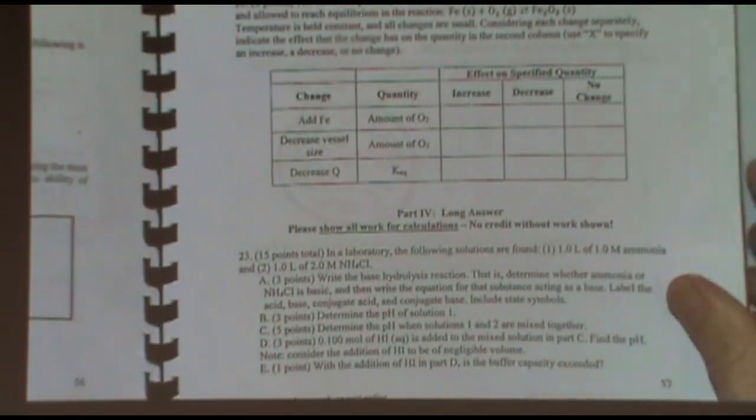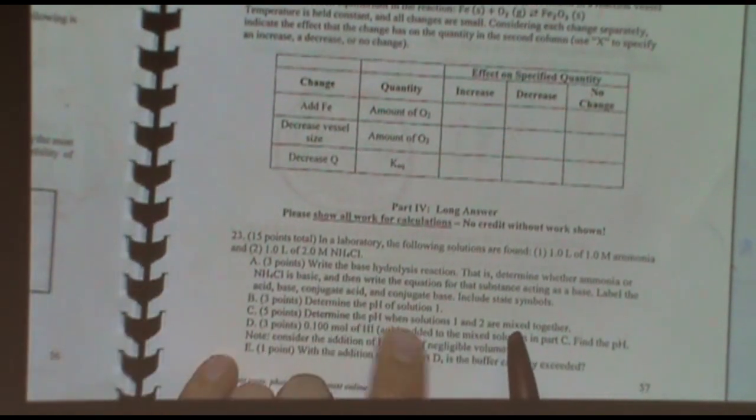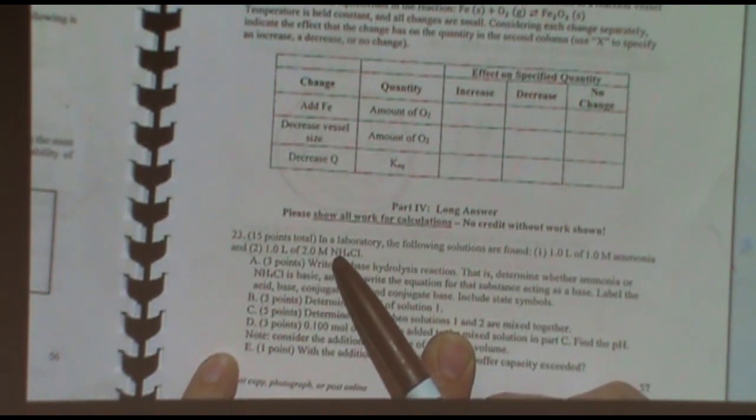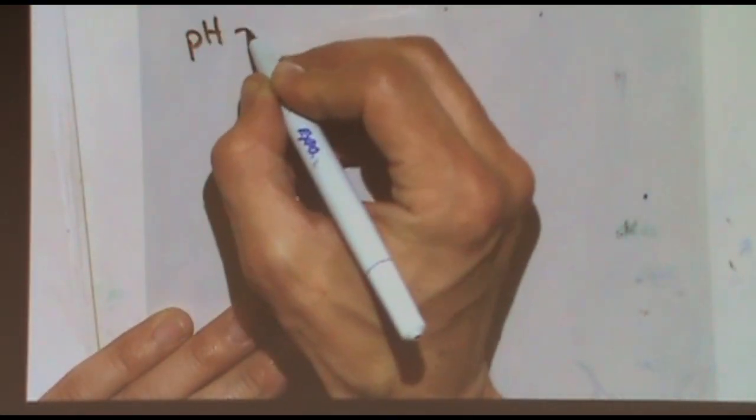Okay. Also spring 19, number 23. Just parts C and D. So you got solution 1 and solution 2. Determine the pH when solutions 1 and 2 are mixed together. So you've got a base and its conjugate, that's a buffer. So I'm going to use a Henderson-Hasselbalch there to do part C. pH is equal to pKa, which I look up on the back. I think it's 4.74. Does that sound right?